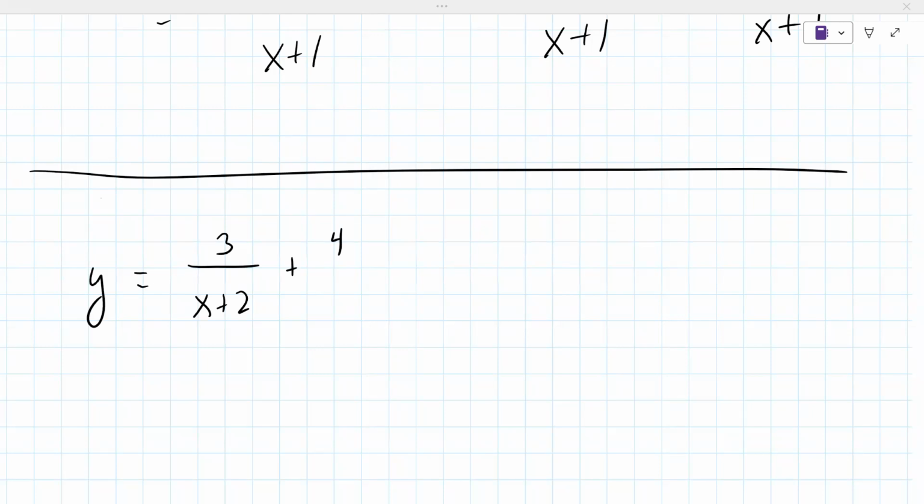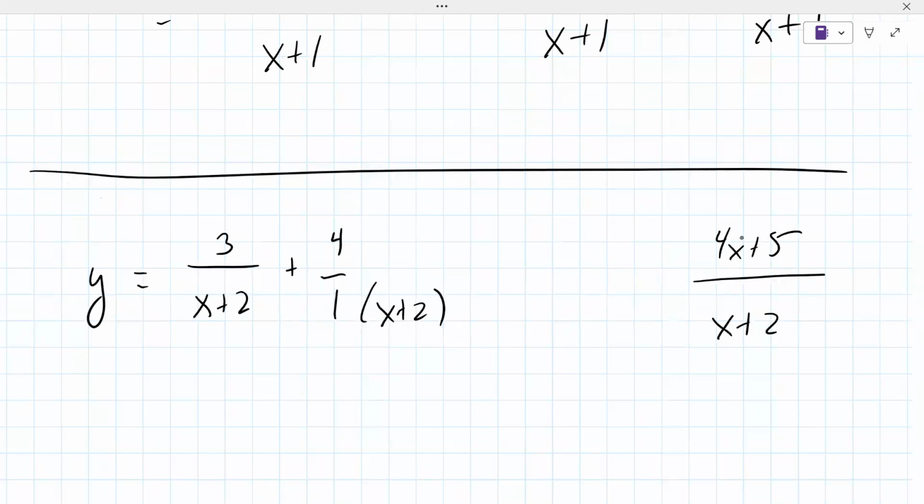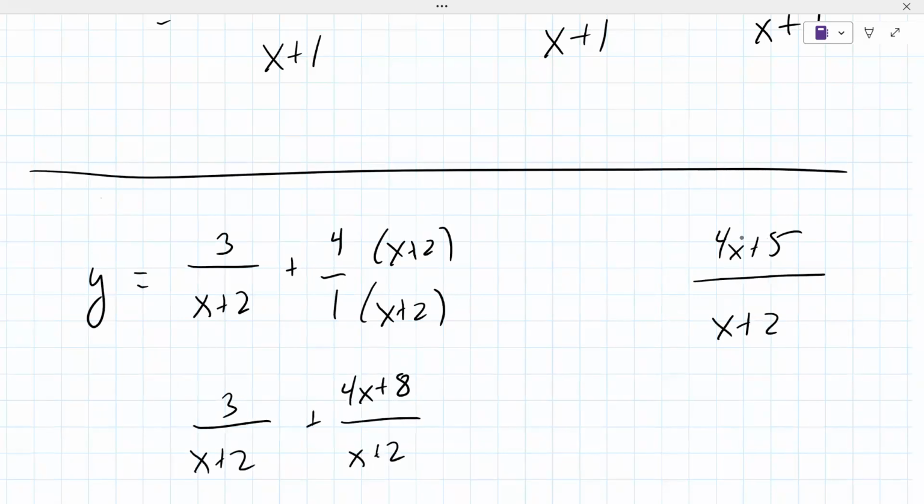Okay, I think I got it. Give me your final answer. 4x plus 5 over x plus 2. Okay. I'm gonna just show some work here in case you want to look at it later. 3 over x plus 2 plus, this ends up being 4x plus 8 over x plus 2.